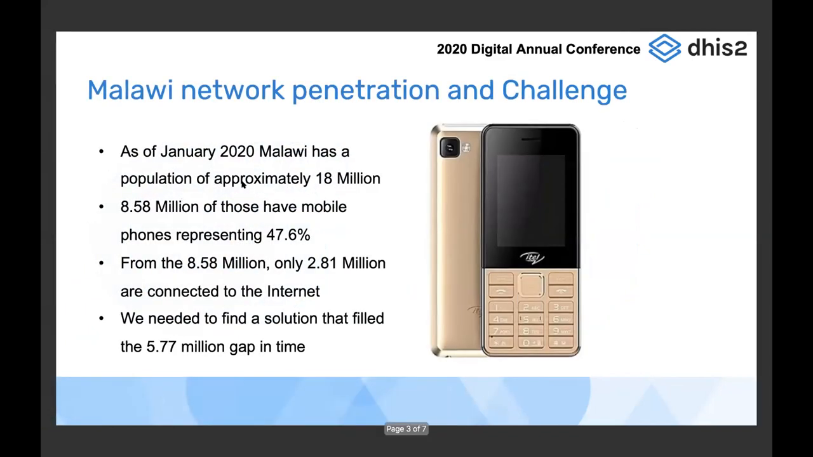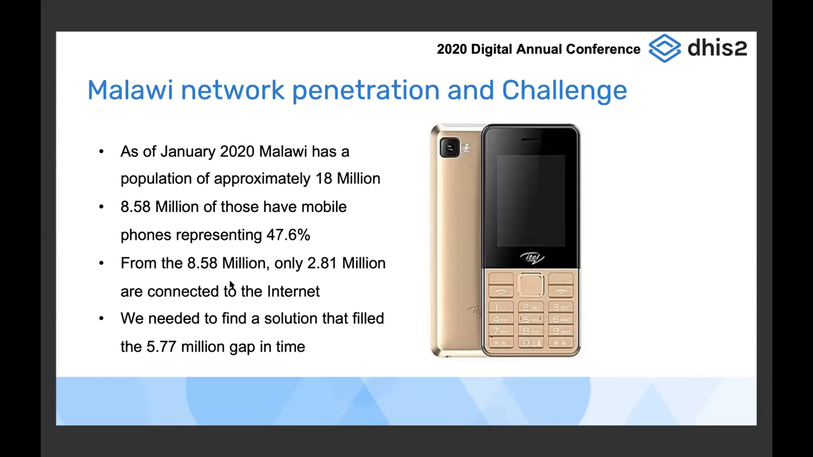Now, looking at the landscape of Malawi in terms of network penetration, the challenge that we had, as of January 2020, Malawi has a population of about 18 million. And then out of that 18 million, we have 8.58 million people who have at least mobile phones. That's just a mobile phone, regardless of what form factor it is. And then from that 8.58 million, we have about 2.81 million people who have mobile phones that enable them to connect to the internet.